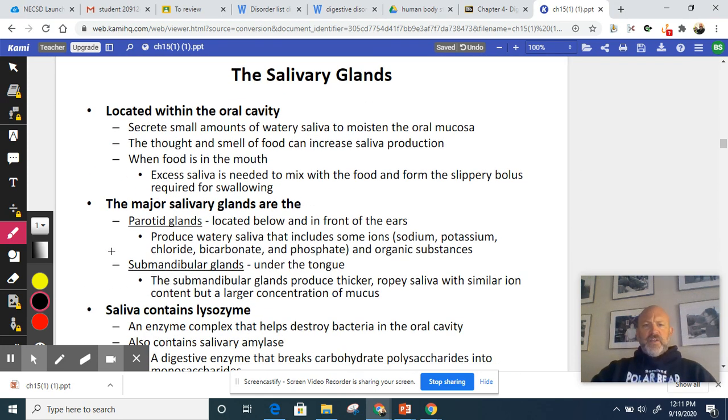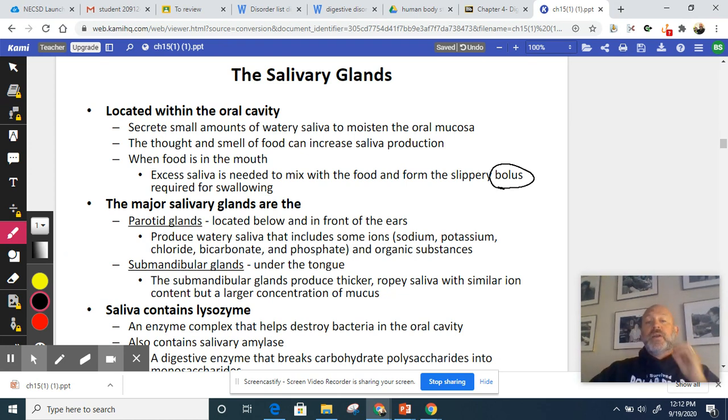All right. The salivary glands, that's one of our first accessory organs. They secrete watery saliva into the oral cavity. When you see food, when you smell food, you start to increase the production of saliva. And what that does is that mixes with the food and creates a slippery bolus. Remember, bolus is just another word that describes food after it's entered the digestive system. So this is food as it's mixed with saliva.